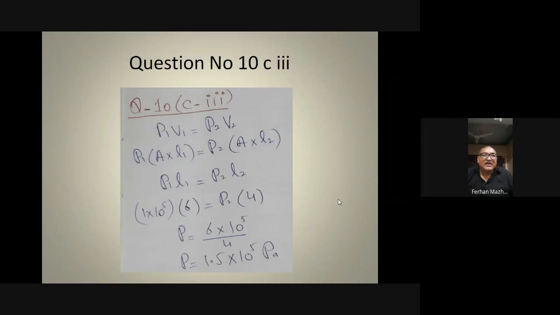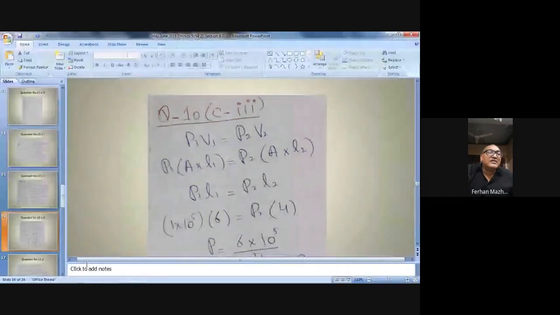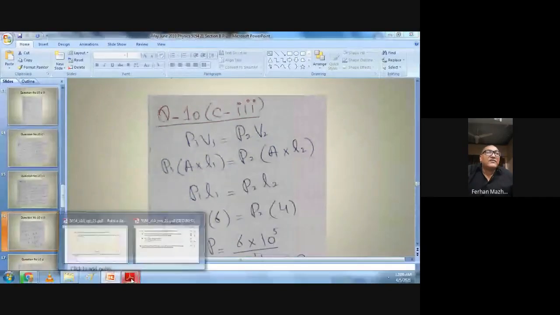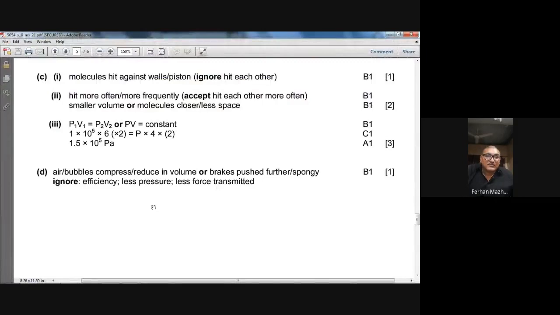So P1 is 1 × 10^5 Pascal and the length L1 is 6 centimeter, P2 is the question, and L2 is 4 centimeter. Make P2 alone, and this 4 will go on the other side and divide. In your calculator, write 6 × 10^5 divided by 4 equals, and the answer will be 1.5 × 10^5 Pascal. Let me check the marking scheme. The marking scheme says 1.5 × 10^5 Pascal. So hopefully you have understood this numerical.